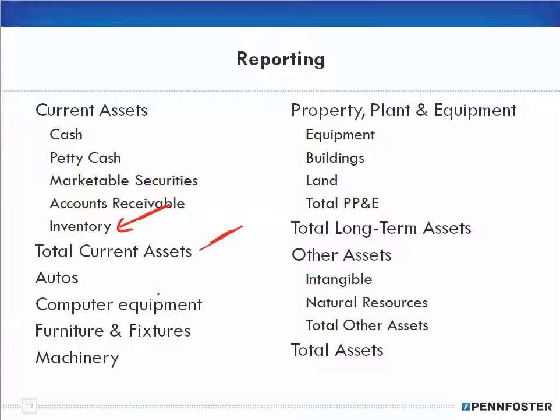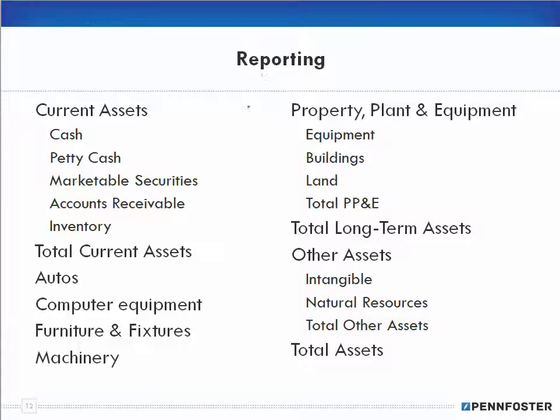So those are current assets. Then you get into your fixed assets: autos, computer equipment, furniture and fixtures, and machinery. These can be sold off, but it takes a little bit longer. Even if you're having a flash sale where you have a brand new $50,000 car and you're selling it for $5,000, it's going to take you a few days to sell that car. So we list our fixed assets next.